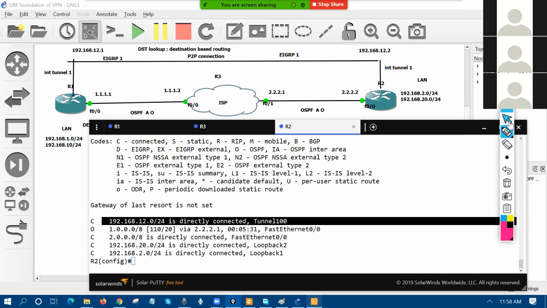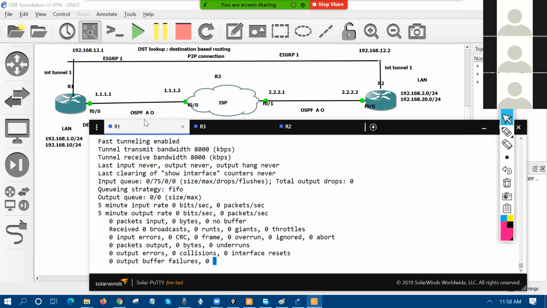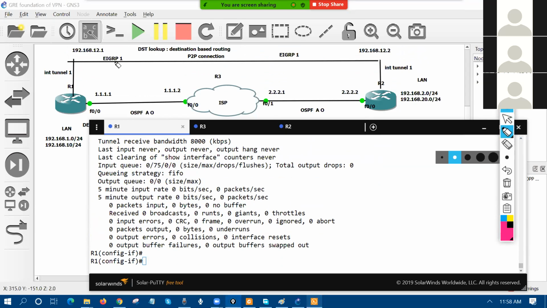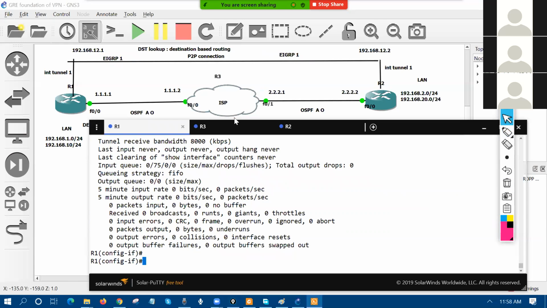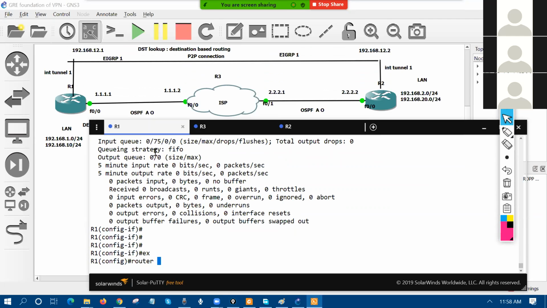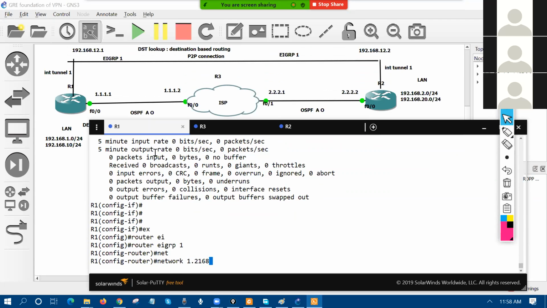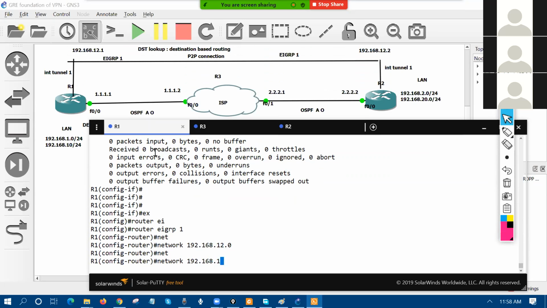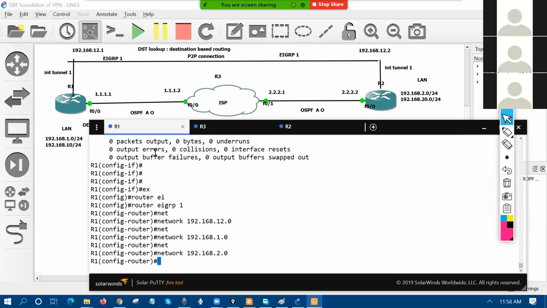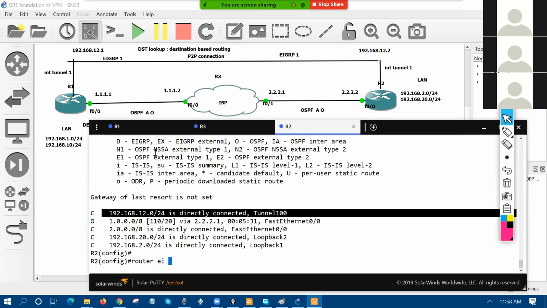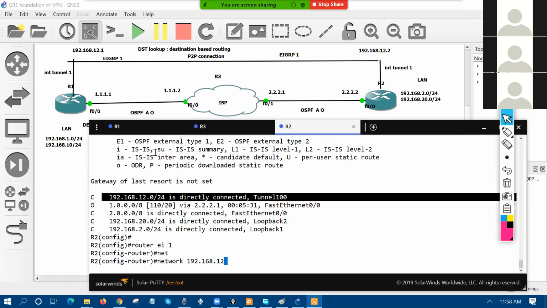What is the next thing that we have to do over there? I need to go on Router number 1 and enable the EIGRP routing protocol, because my goal is to provide connectivity between this LAN and this LAN. So I need to run EIGRP on Router number 1, router eigrp 1. In this router EIGRP, I'm going to advertise my tunnel interface and my LAN information. Same thing on Router number 2, router eigrp 1. I'm going to advertise my tunnel interface.